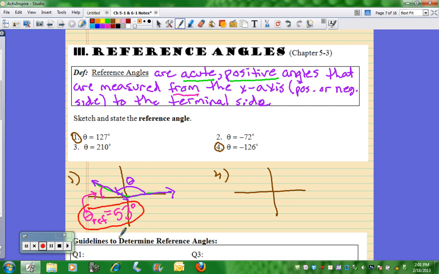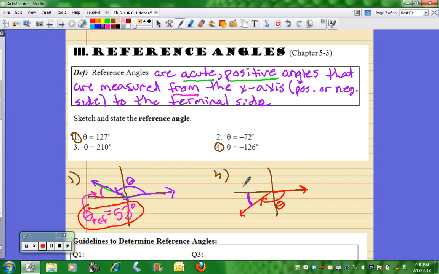53 degrees. Number 4, going negative, so we're going to draw our central angle in standard position. So negative 126, remember that's negative 90, negative 180, so we're going to land here, and it's going this direction, so here's our theta. Again, we need a positive angle that is measured from the x-axis to the terminal side. So again, if I look at it like the last one, I can't go this direction because this is always going to be obtuse, even though it's negative. So I'm going to measure this angle right here.